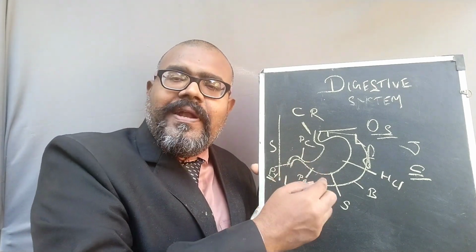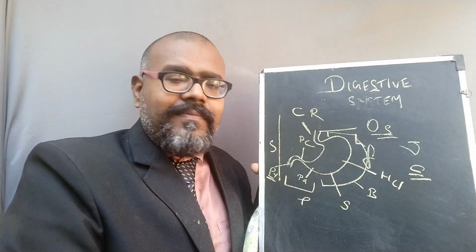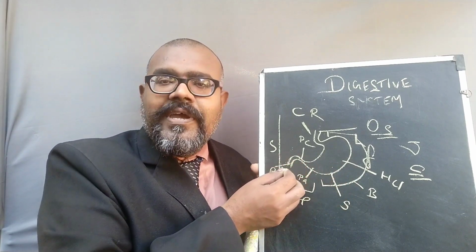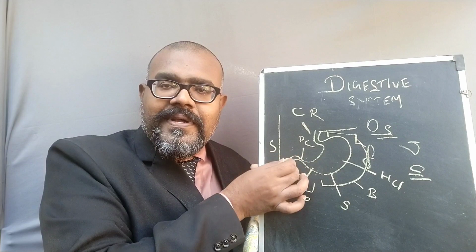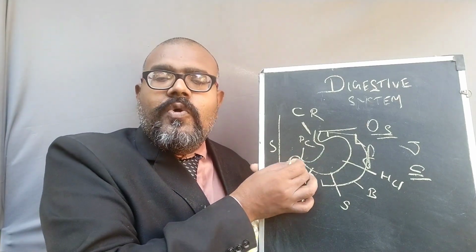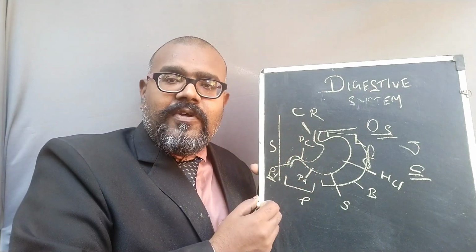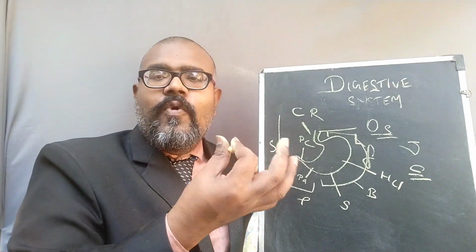Once the food material has turned into chyme, it starts moving into the next portion. During this time, the muscular bag gives pressure to the pyloric sphincter. Because of that pressure, the pyloric sphincter opens.